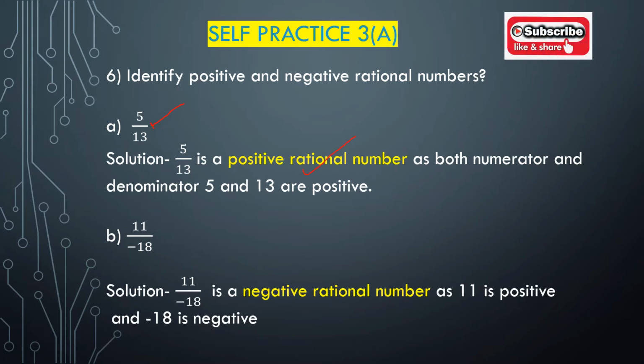B. 11 divided by minus 18. 11 divided by minus 18 is a negative rational number as numerator 11 is positive and denominator minus 18 is negative. So 11 divided by minus 18 is a negative rational number.